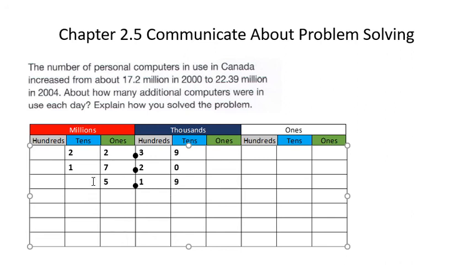So this is not the number per year or per day, because the question's asking how many added about per day. Well, this 5.19 million is telling us that there were 5.19 million computers added over 4 years, not in one day. So we want to find out how many were added in a day. We can start off by finding out how many were added in 1 year.